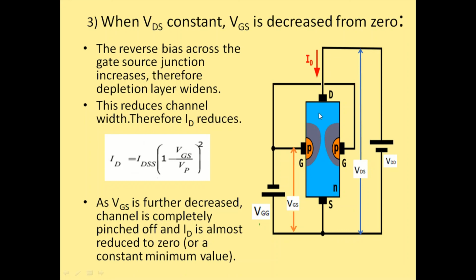Now, when the channel width has reached its minimum, that means the current has also reached its minimum. Since the channel width is almost 0, but not 0, the current ID will also be almost equal to 0, but not exactly equal to 0. It will be at its minimum possible value.